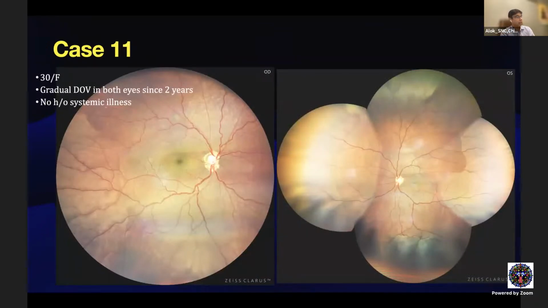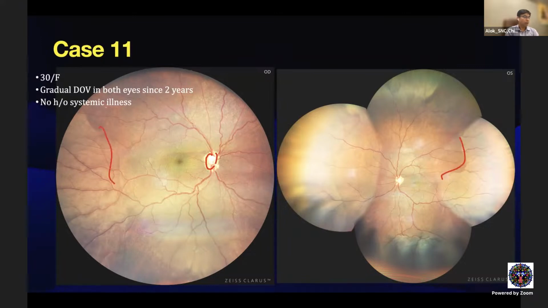Now, the next case is a 30-year-old female who presented with gradual diminution of vision in both eyes for 2 years, and there was no other systemic history of hypertension, diabetes, or anything else. The fundus examination in both eyes showed a large disc cupping along with tortuosity of vessels, and you can see some amount of bite without pressure in both eyes in the periphery.